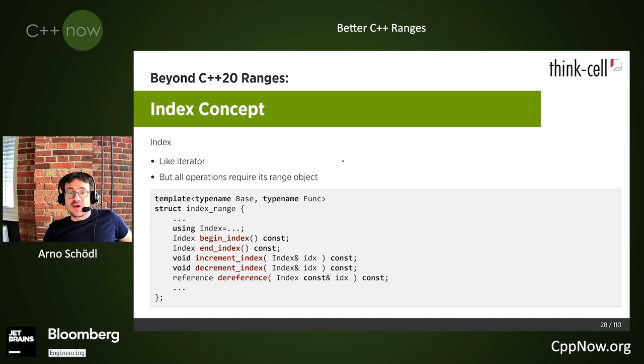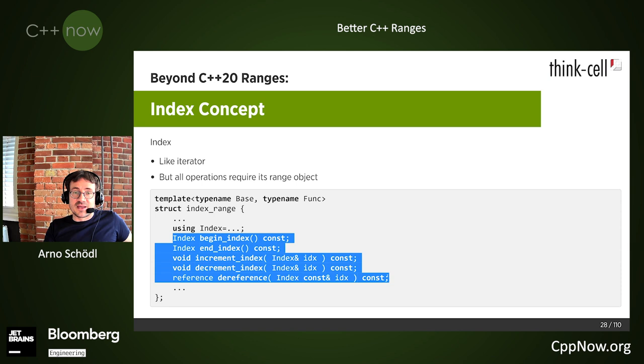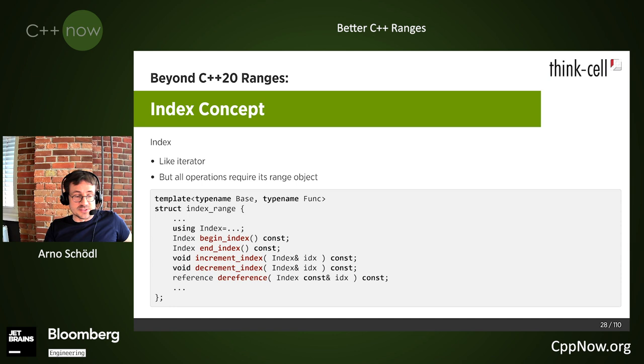This is the concept of avoiding these larger stacks and keeping the iterator small. The idea is that this index concept is kind of like an iterator, but the operations on that index require you to plug in the range object as well. And because you have to plug in the range object, you can implement these operations on the range object. So here I have the index range object, and here are the functions. They are a little bit like the functions that you would need for iterators: an increment, a decrement, a dereference. And you can get the begin index and the end index, and that would then describe your range. But whenever you want to increment the index, you have to plug it into the member function of index range. That member function has available the index plus the underlying range.